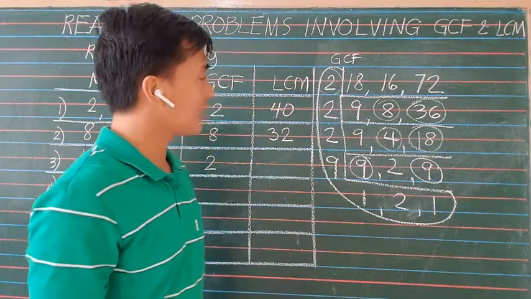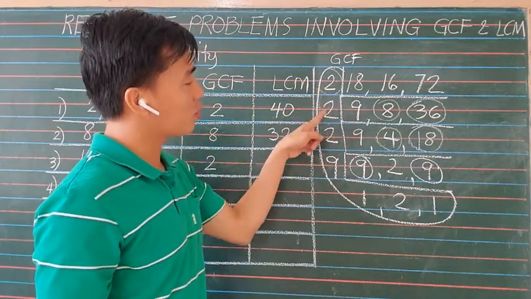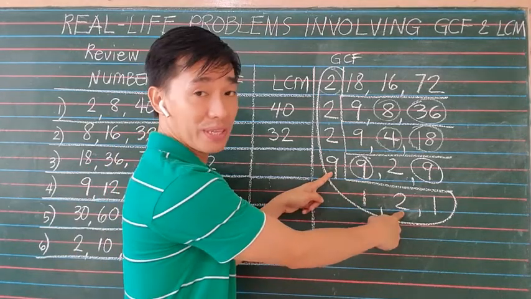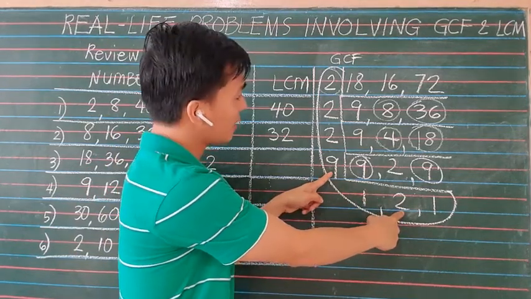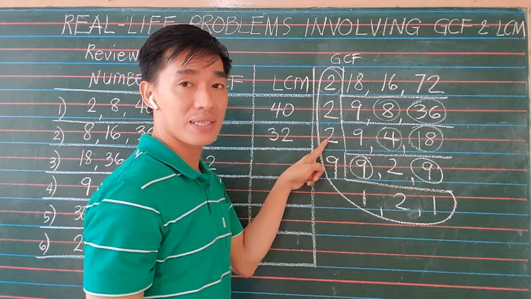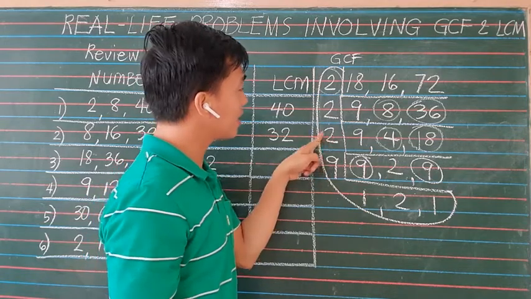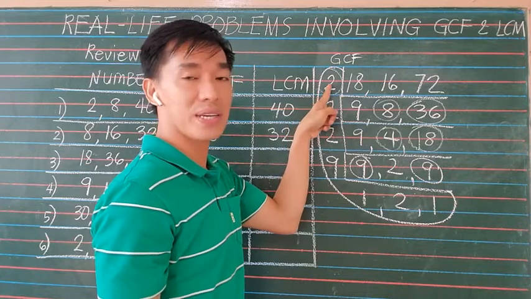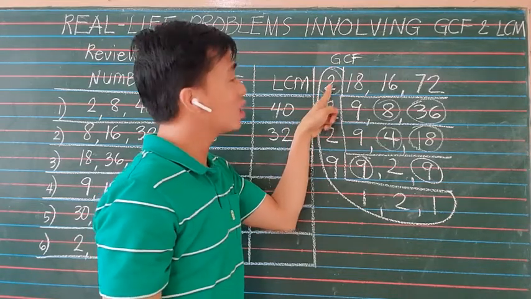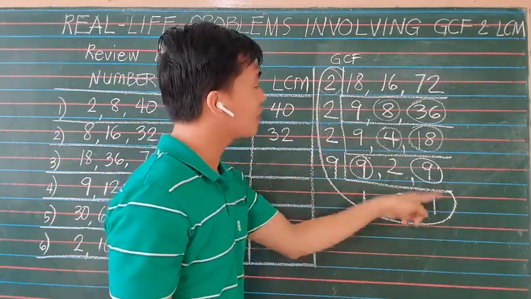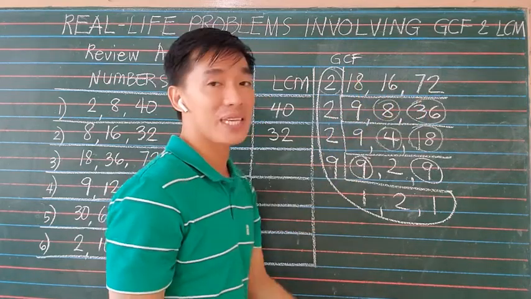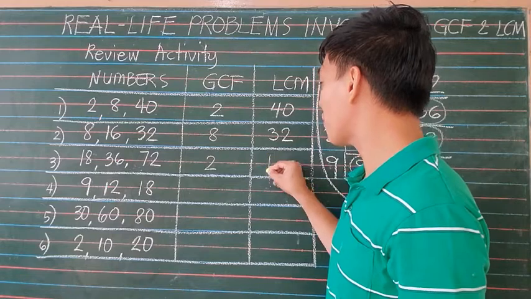Okay? So the LCM is 2 times 2 times 2 times 9 times 2. So 9 times 2 is 18. 18 times 2 is 36. 36 times 2 is 72. 72 times 2 is 144. So the LCM of these numbers 18, 36, and 72 is equal to 144.